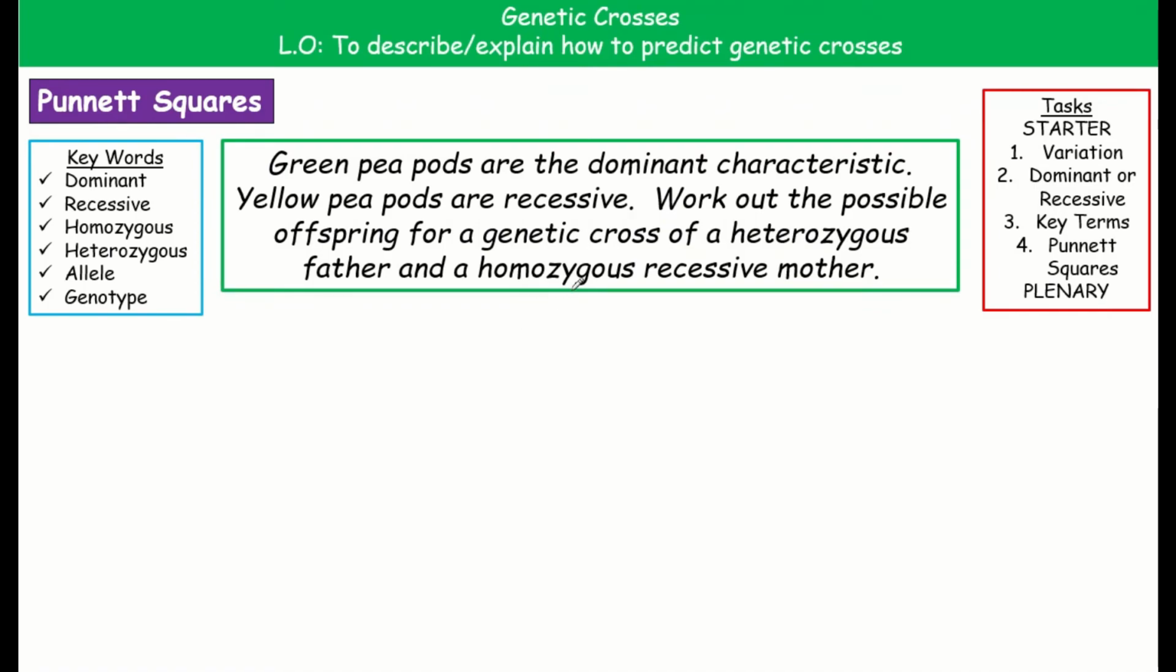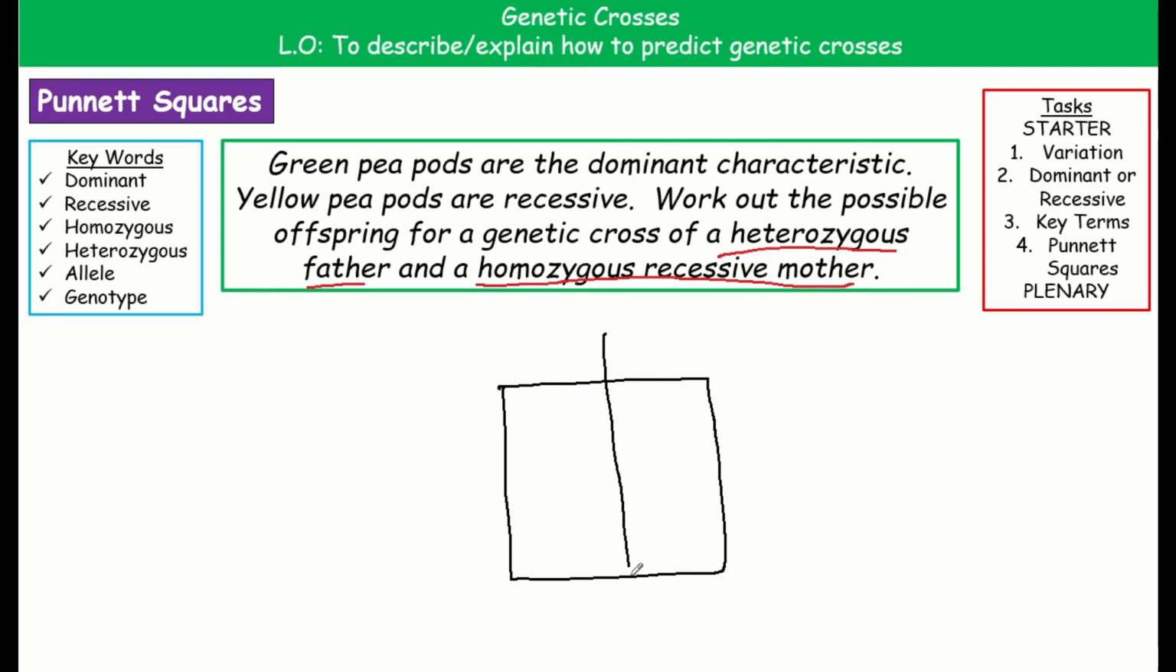So third and final question on these then. Again, green pea pods are dominant, yellow pea pods are recessive. This time we've got a heterozygous father and a homozygous recessive mother. So we can start off with our Punnett square once more. And mother is going at the top, father going on the side.